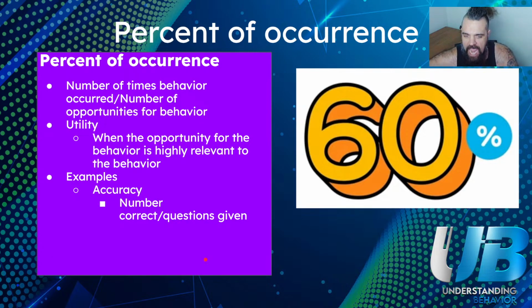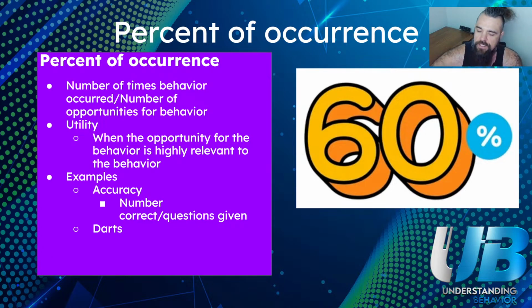If we look at an accuracy example, we would calculate that by the number of questions that you answer correctly divided by the number of questions that are given. So again, 175 out of 175 is way more impressive than 175 out of 800 or whatever.